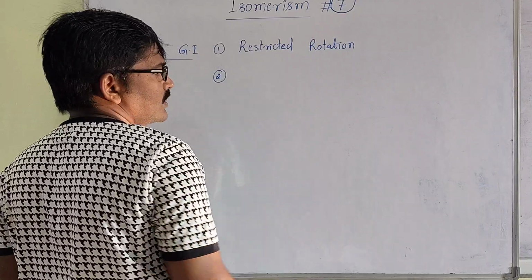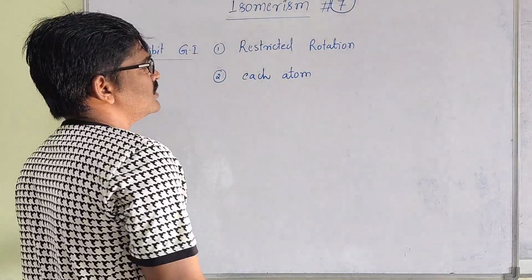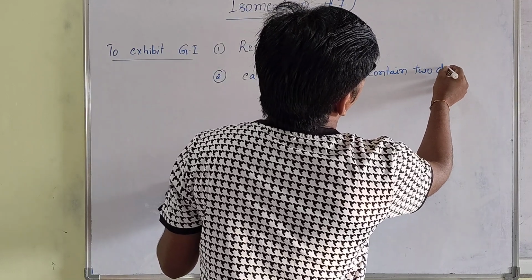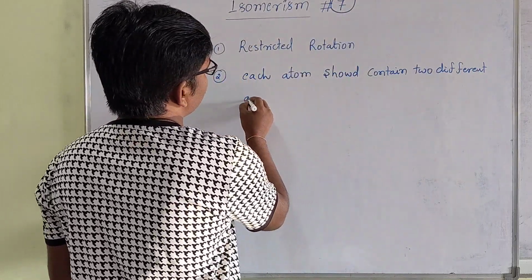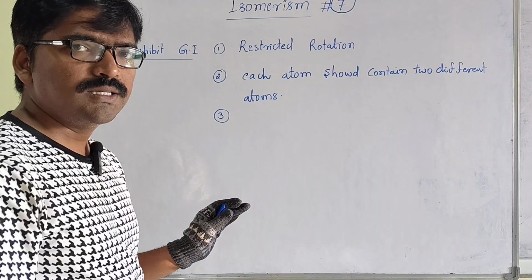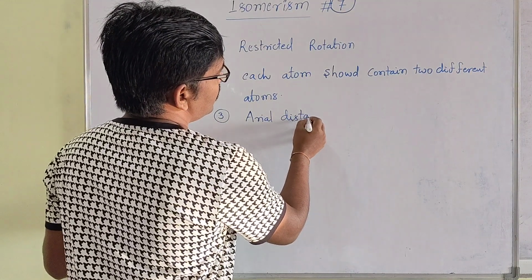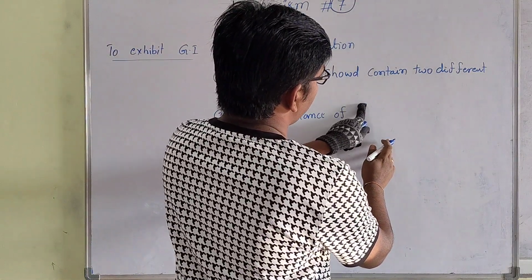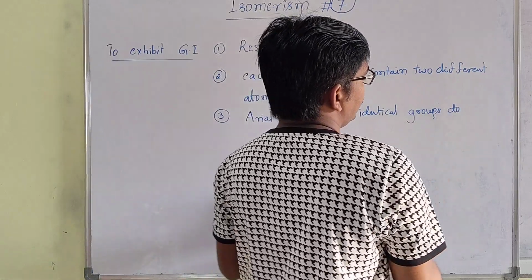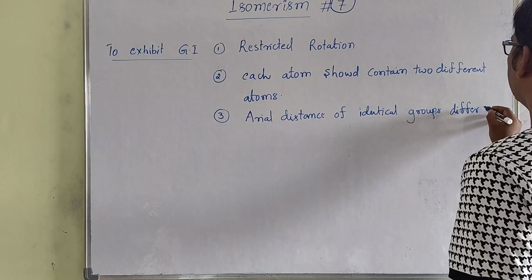Condition number two: each atom, either carbon or nitrogen, should contain two different atoms or groups. Then the third condition: all should be present in the planar state, and the areal distance of identical groups should differ. That is what I told.